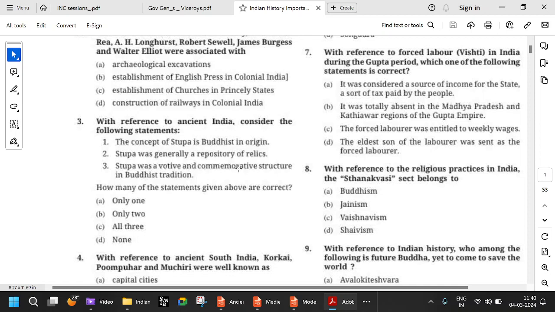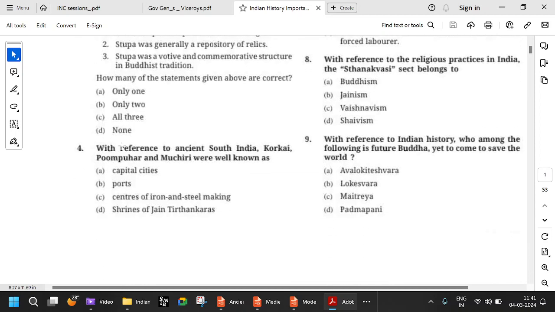Stupa was a votive and commemorative structure. Votive basically means something associated with prayer, when you're doing a prayer or something, and commemorative is decorative. So a stupa is both votive, people pray there, and a decorative structure in the Buddhist tradition. So option B would be the right answer. Two are right. Only two are right.